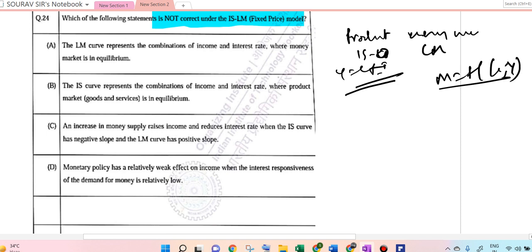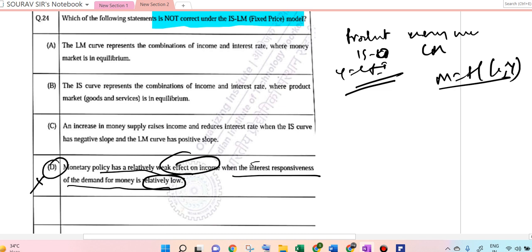Here in 24 we can say that monetary policy has a relatively weak effect on income when the interest sensitivity of demand is very low. So this is not true, or rather the opposite is true. An increase in the money supply, yeah.